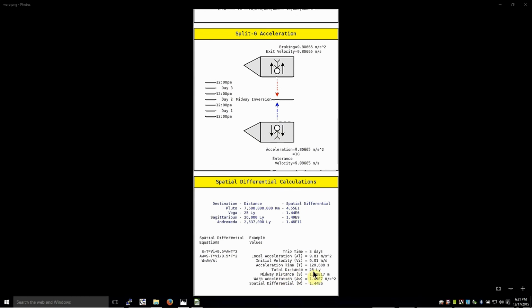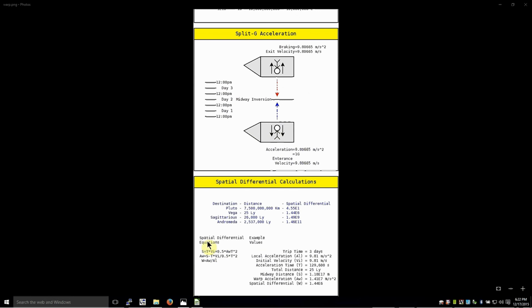So we say the total distance we're traveling to Vega in this example, our total distance, is 25 light years, converted into meters and cut in half is our midway distance. And that is also going to be the distance that we're going to accelerate for. Now, our warp acceleration that we'll need in order to make that trek in the amount of time that we have, or make half that trek in half the amount of time, is calculated here.